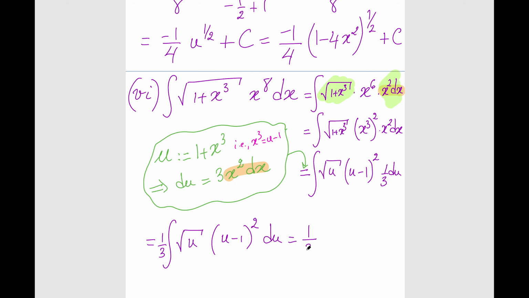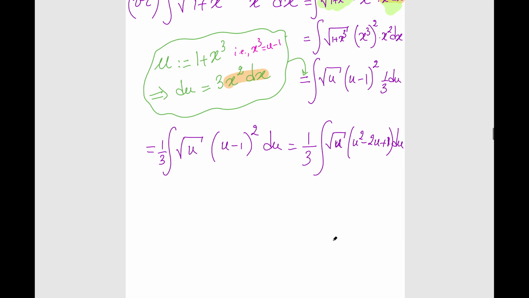And as I said, u minus 1 squared is a polynomial. What's u minus 1 squared? It's u squared minus 2u plus 1 du, right? If you FOIL this out, u minus 1 squared, you get this. And that's 1/3 times the integral of square root of u times u squared minus 2u plus 1.